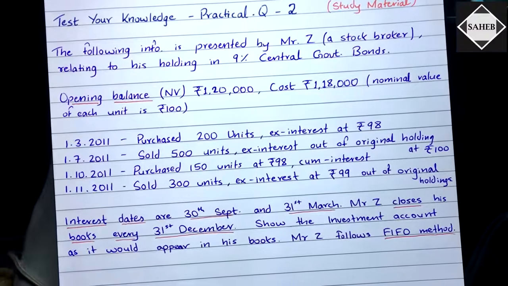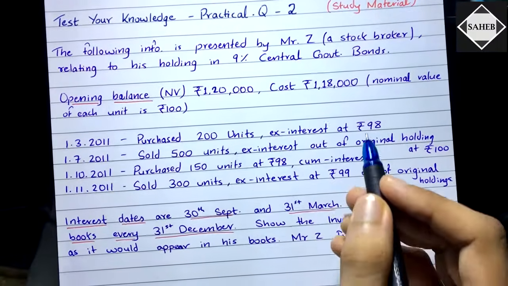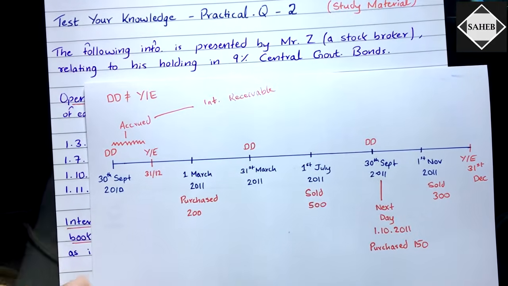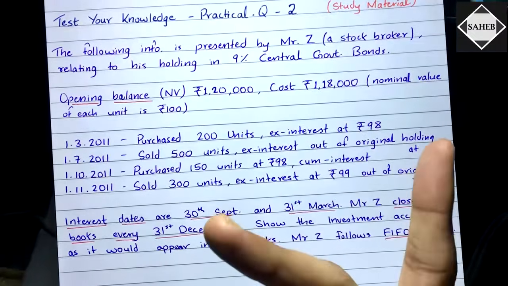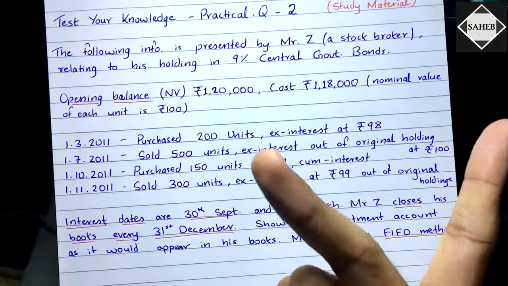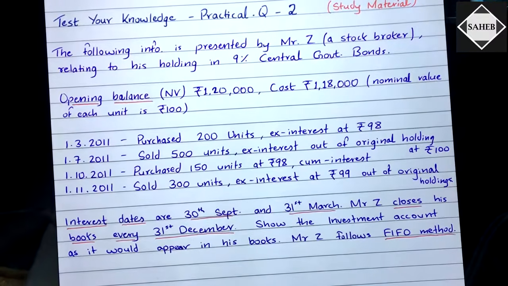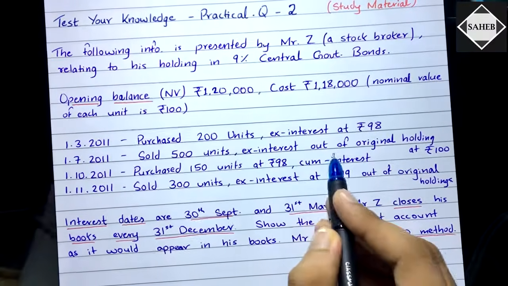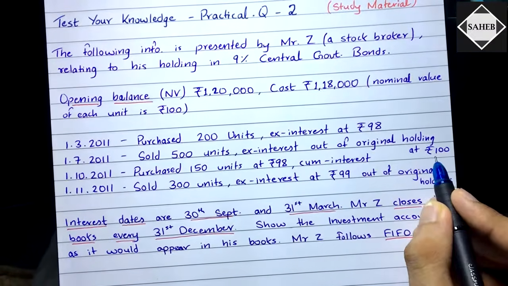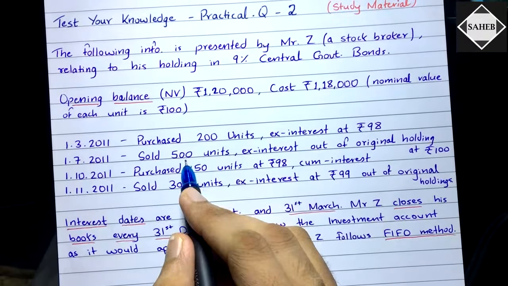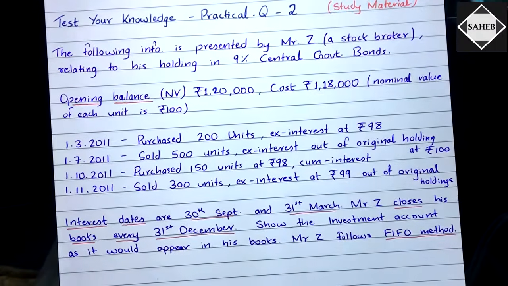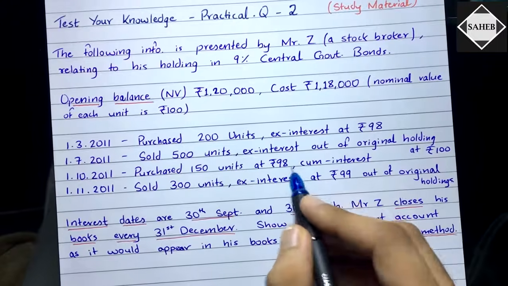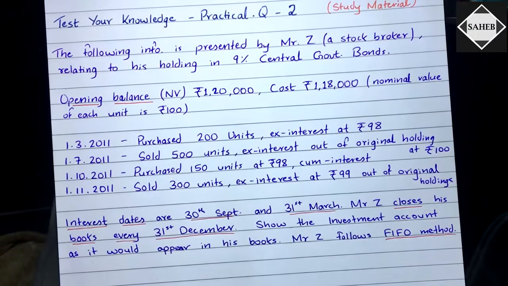Then see the question here, what have they said? On 1st March 2011, purchase 200 units ex interest at rupees 98. So this is the first transaction we have. We have purchased 200 units of bonds, and the ex interest price is given. Either the ex interest or cum interest price will be given, one of the two. You can easily calculate the other one. Then on 1st July 2011, sold 500 units ex interest out of original holding at rupees 100. So here we have sold 500 units and the ex interest price is given, so we can easily calculate cum interest. And then on 1st October 2011, we have purchased 150 units at rupees 98 cum interest. So here the cum interest price is given.